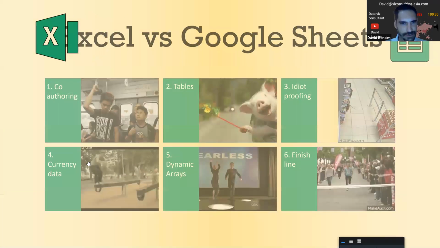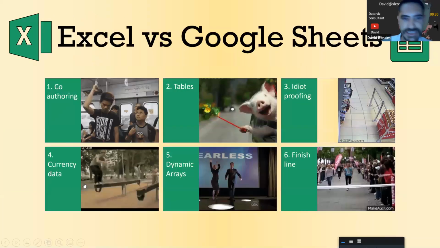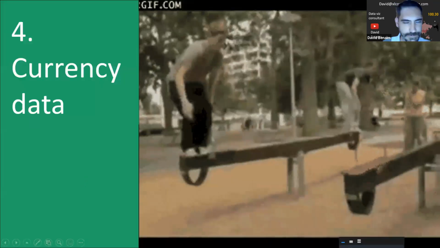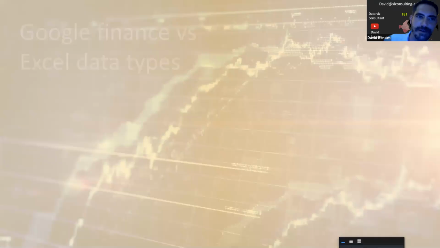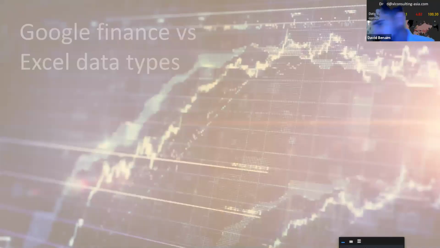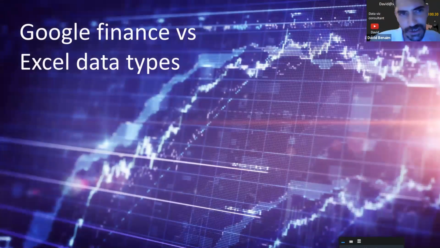All right, so let's do the next 2 together. Currency data and dynamic arrays. So, currency data. Excel has a brand new feature called data types, which is pretty revolutionary. I'm going to compare that with Google's.